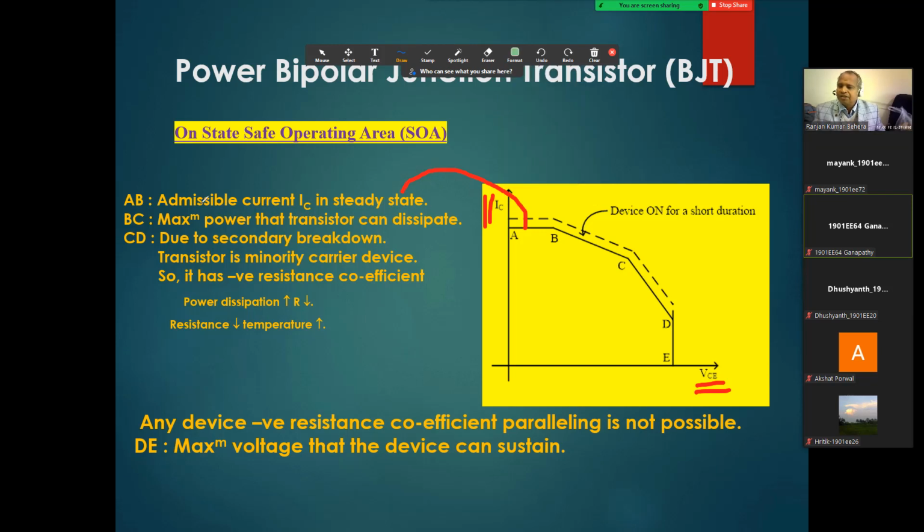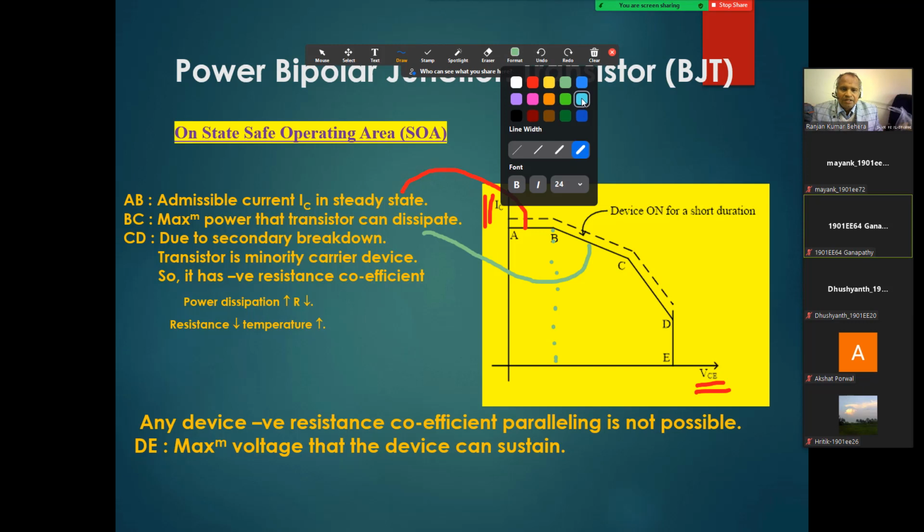This is A, that means your device can operate. This is the maximum current at this voltage, when the voltage is here. Maximum current means this is the maximum current the device can carry, and BC is the maximum power. This is the maximum power that can be dissipated in the device.